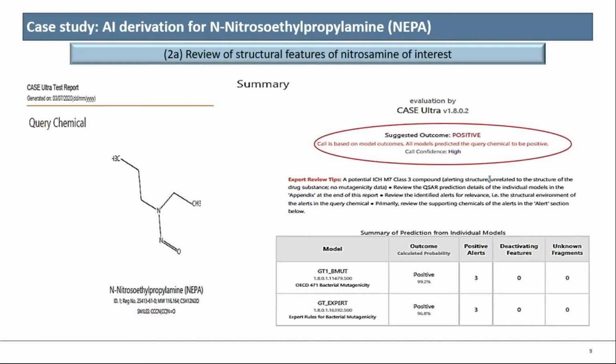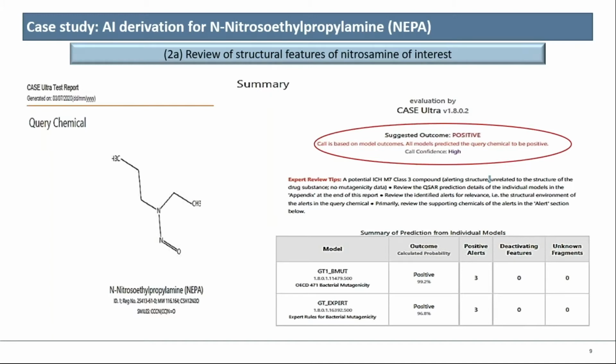Now, another reason why we want to do this prediction is that the CASE Ultra database has structures that contain data, and these structures are related to our query compound. So it gives the prediction, it identifies the alerts, and it also gives details of structurally related chemicals or analog compounds, and it also gives to what extent they are similar with the query compound. And so in order to understand more about analogs and structural features, we did this CASE Ultra prediction.